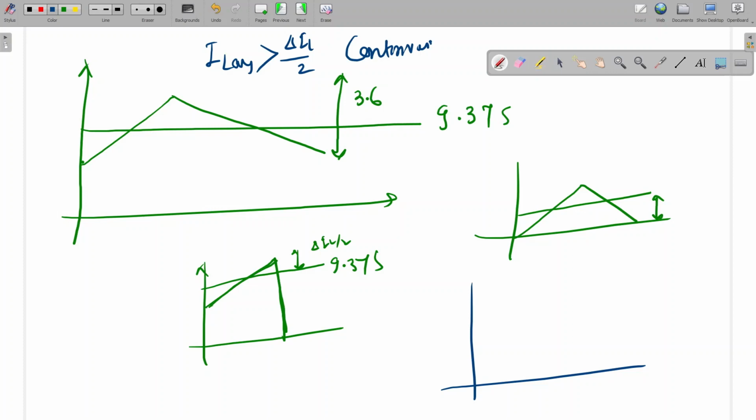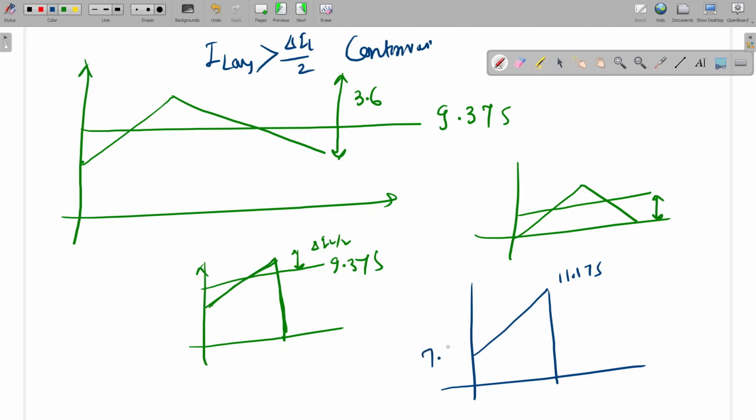Can you calculate 9.375 plus 1.8? It is 11.175, so the maximum value will be 11.175. What will be the minimum value? Sir, how will 9.375 minus 1.8 be calculated? I will tell.